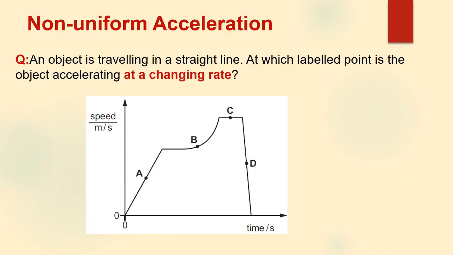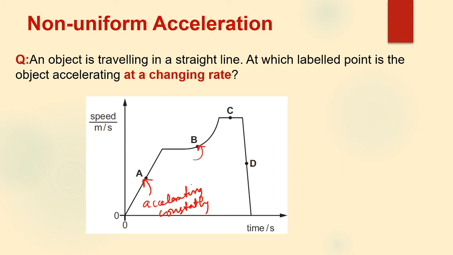Now we can try another question. An object is traveling in a straight line. At which labeled point is the object accelerating at a changing rate? So we are going to see the changing rate here. See what's happening at A. At A, that's accelerating constantly.